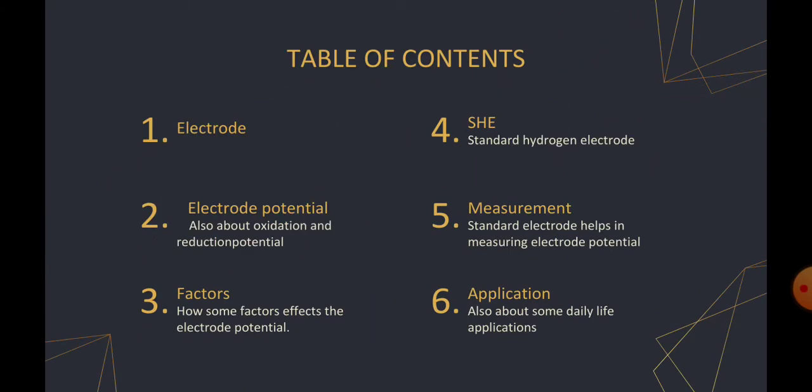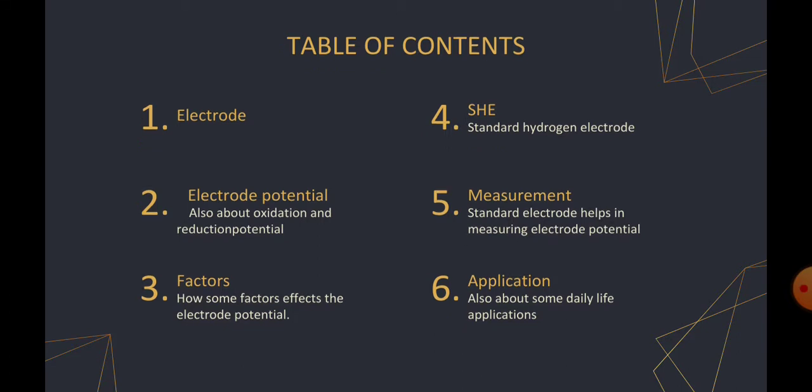First we see the table of contents. The first is the electrode, in which we study what an electrode is, what its main function is, and why we use it. Second is electrode potential, where we also study oxidation potential and reduction potential, and the factors which affect the electrode potential. Then the standard hydrogen electrode, what the standard values are, and how we can measure the value of electrode potential. And at the last we see the applications of electrode potential.